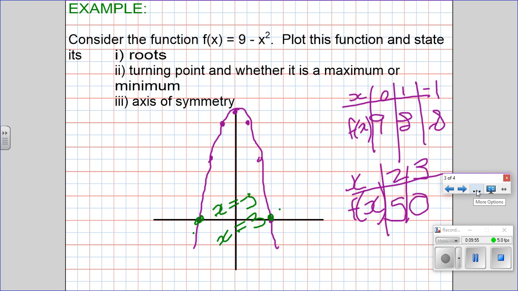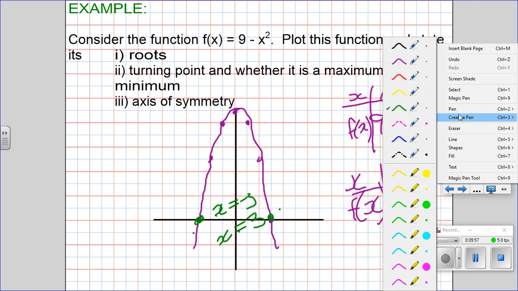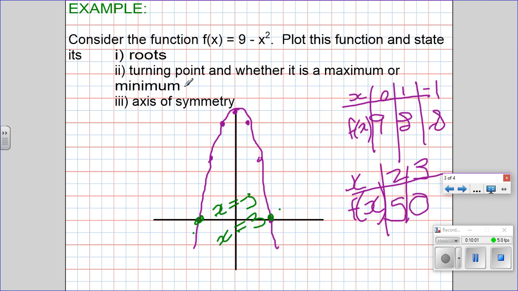Okay, so red pen next. And what we're trying to figure out now is turning point and whether it's maximum or minimum. So your turning point is happening at 0, 9. Is it the top part of your graph or the bottom? Well, it's the top, so therefore it's a maximum turning point. Okay, so there's the information on the turning point at the top of the graph, so then it's maximum.